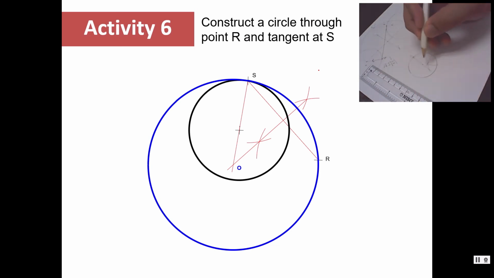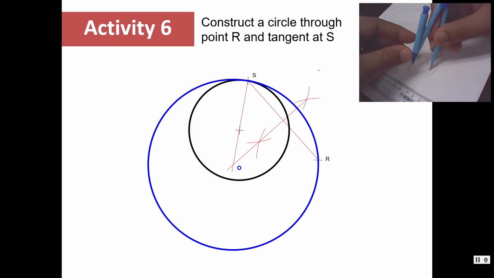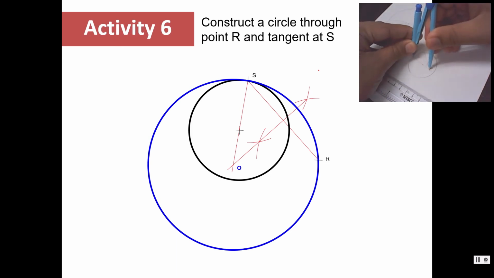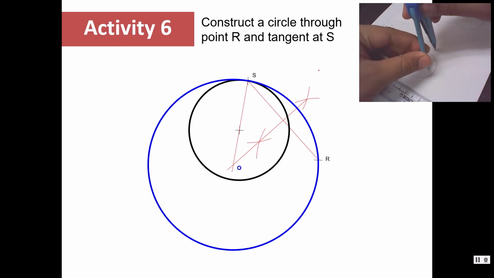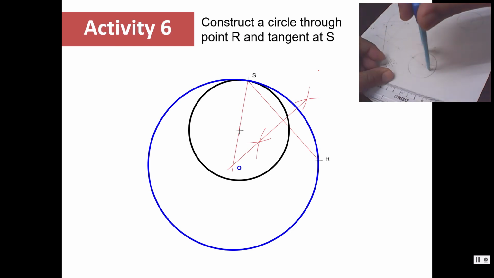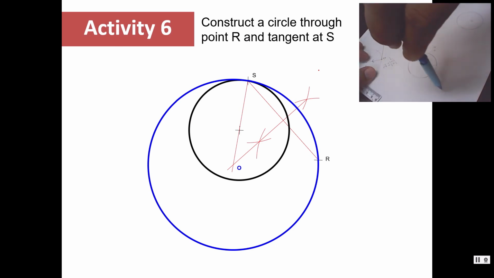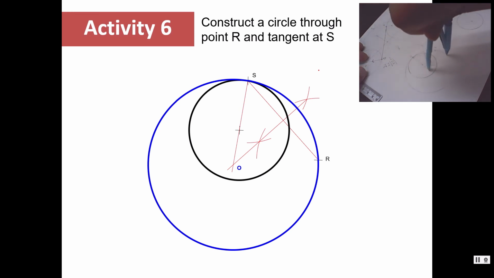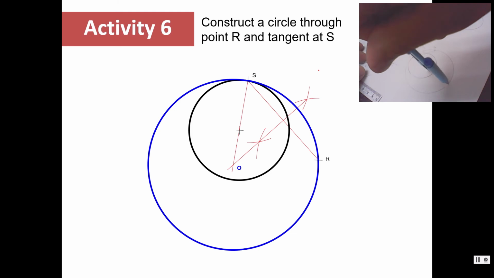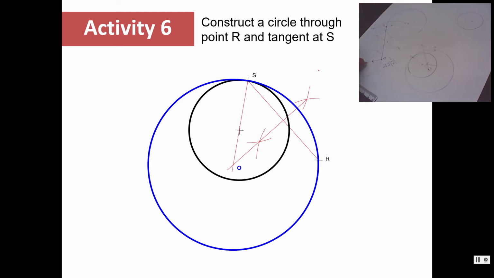Okay, so at the end you're going to get this point as the center point of the bigger circle that you are going to draw. Okay, so from point O, the distance will be to S or to R. It's up to you. After you have the radius, just draw the circle, and the circle will be touching the S point and the R point. Okay, so that's about it.